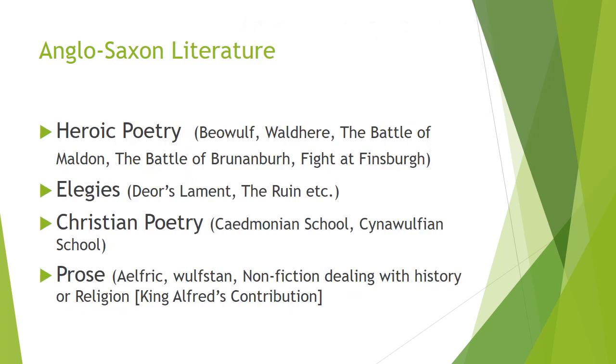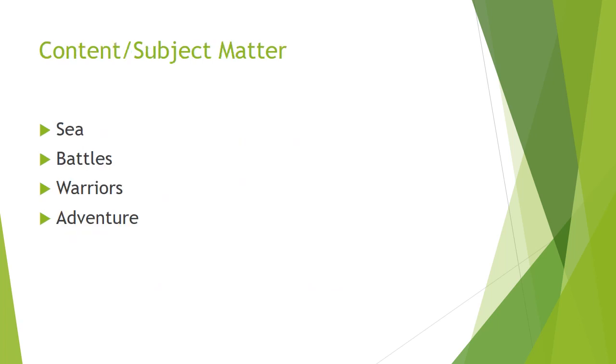Anglo-Saxon literature included heroic poetry, elegies, Christian poetry, and prose. We are going to talk about it later on. The content or subject matter of literature was related to sea, battles, warriors, and adventures.